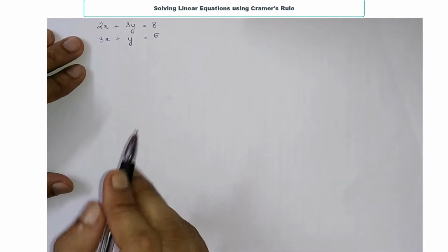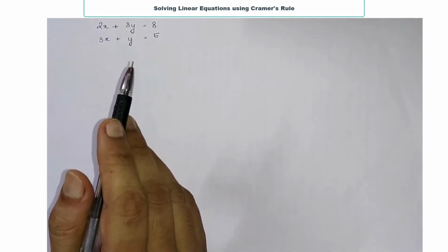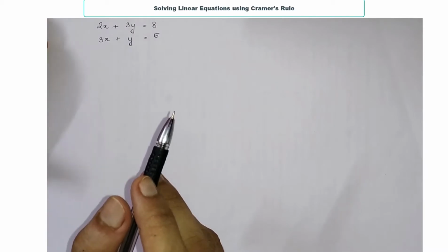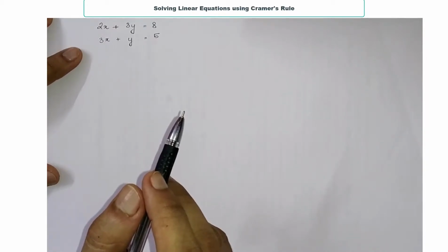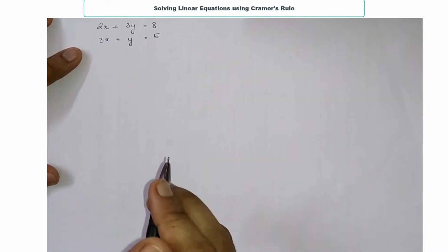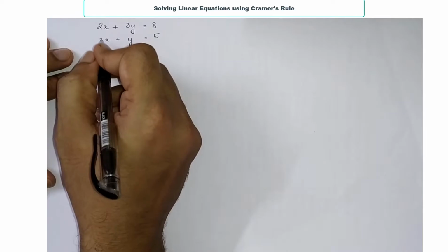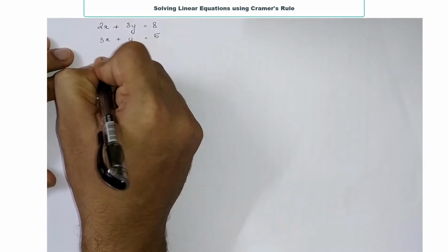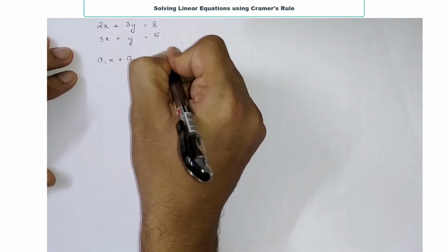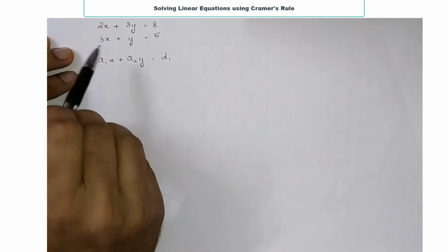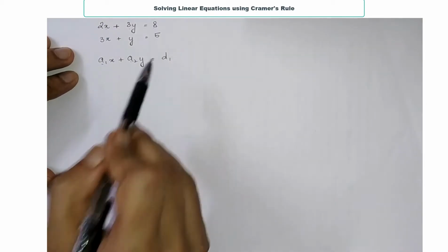Now in our previous session we saw how to solve for x and y using the inverse method. Here, using Cramer's rule, we are going to find the solution for x and y in a little easier and different method. So first of all, let's build a little bit of theory. We can write this as a1x plus a2y is equal to b1. Now don't get scared with all these things. I'm just putting a1, a2 instead of these coefficients, and d1 instead of the constant.